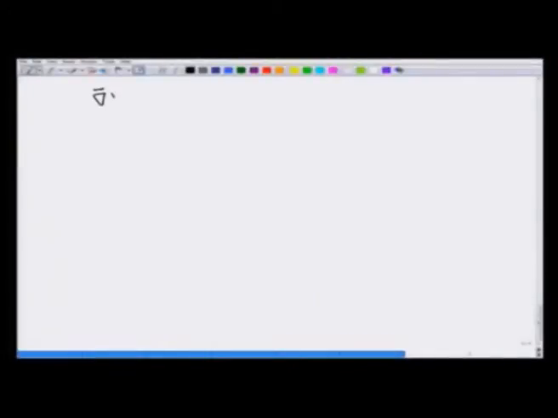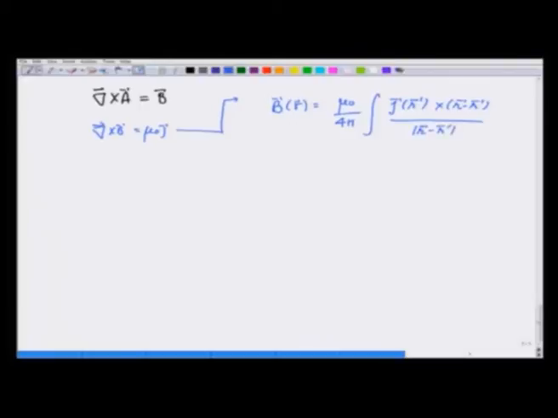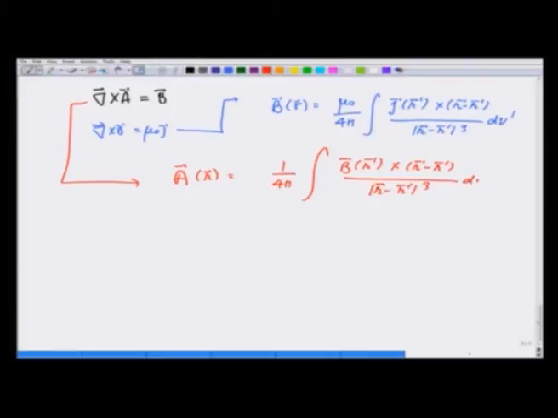However, before I end this lecture, I just want to push that analogy that I have been drawing between curl of A equals B and curl of B equals mu naught J a bit further, and see that this equation actually in free space gives me the answer for B as mu naught over 4 pi integral J of r prime cross r minus r prime over magnitude of r minus r prime cubed dV prime, where dV prime is the integral over the current. Can I in a similar manner therefore write A at r is equal to 1 over 4 pi integral B at r prime cross r minus r prime over magnitude of r minus r prime cubed dV prime. Again emphasizing, since the equations are the same, only the symbols have changed, the answers should be the same.